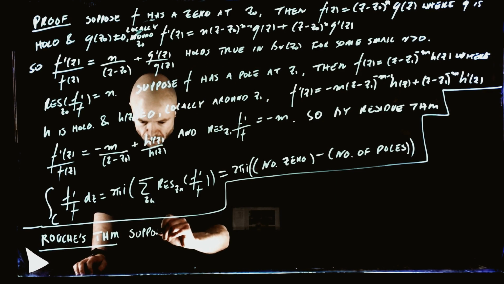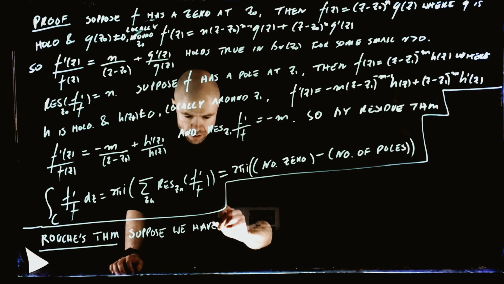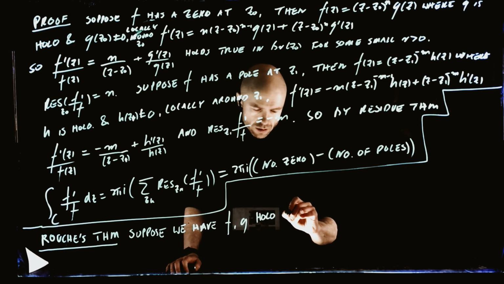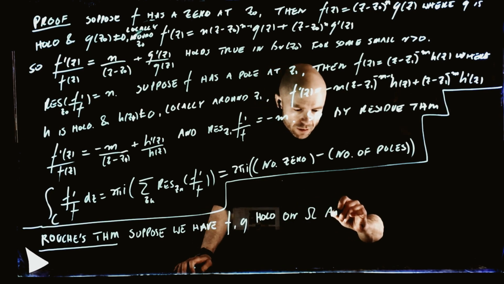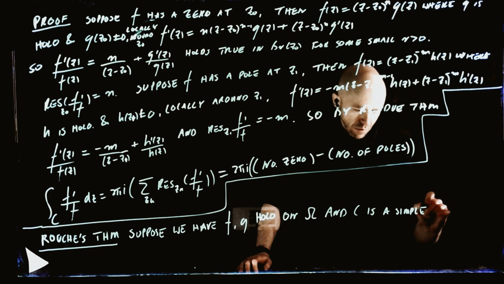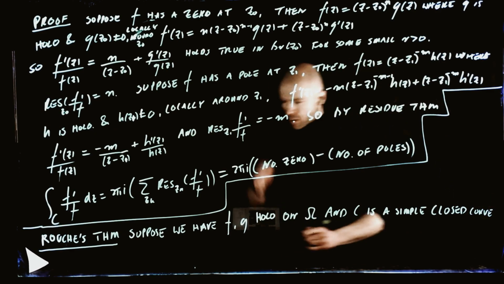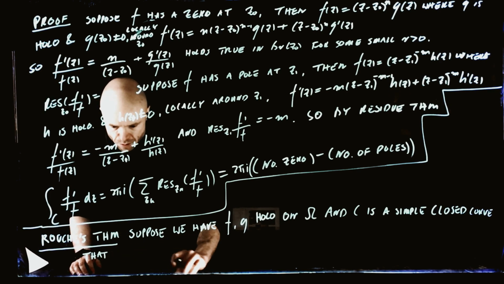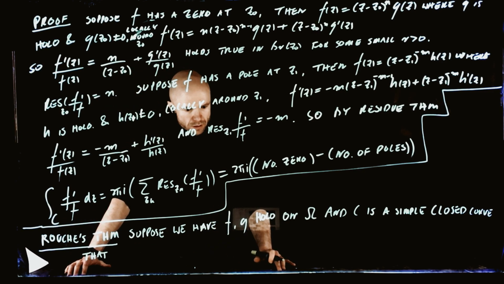Suppose we have f and g holomorphic on omega, and C is a simple closed curve that doesn't go through any zeros of f.